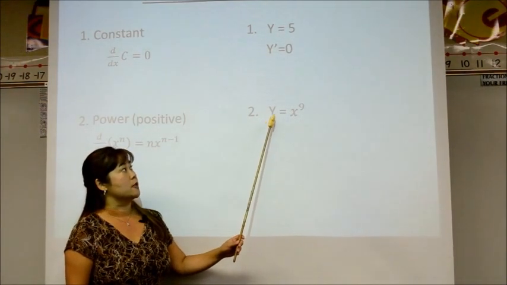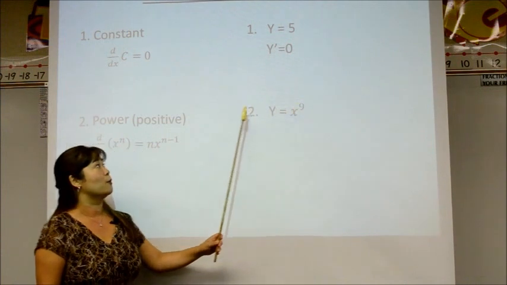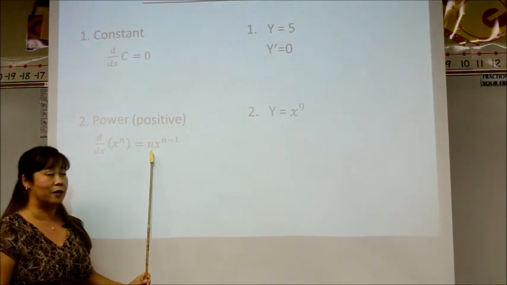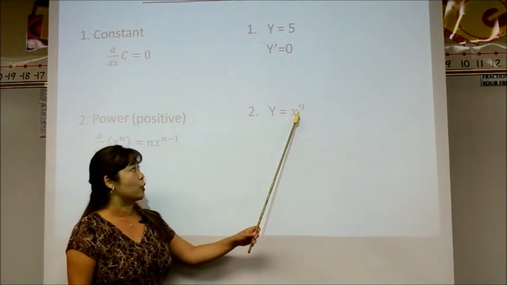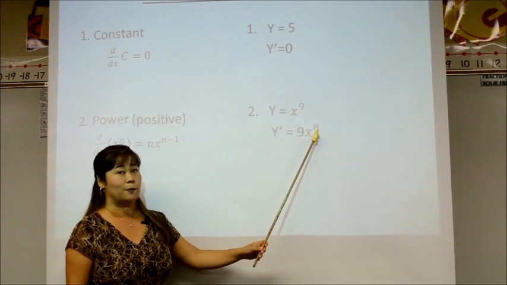Example number 2 says that I have y is equal to x to the 9th power. So the same rule applies. We're going to bring the 9 down and make it a constant, and then we're going to subtract 1 on the exponent. So that leaves me with 9x to the 8th power.